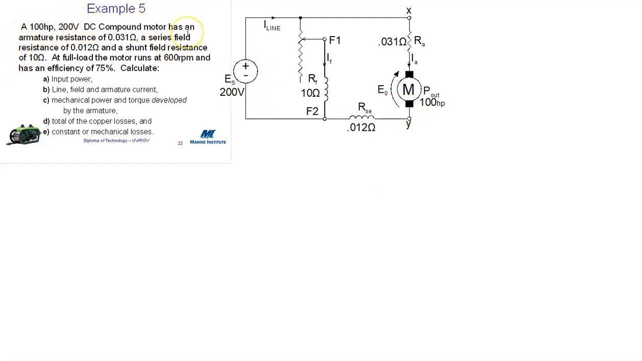It's a compound motor, and so you notice this one is again a compound motor, but we've been given values of armature resistance and series field resistance separately, right? So different from that last question. And so armature resistance 0.031, put that by RA. Series field resistance 0.012 ohms, put that by RSE.